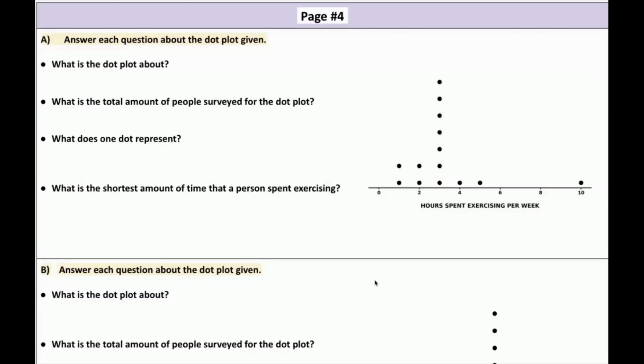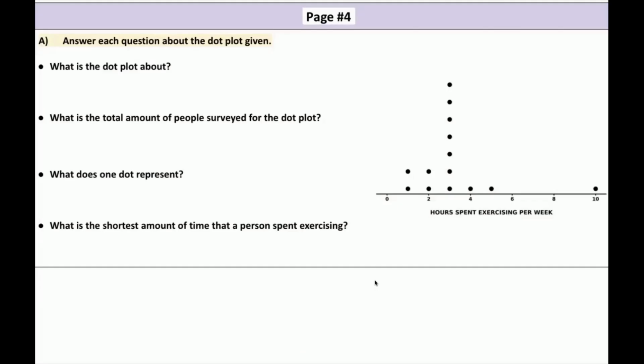On page 4, we're going to move into dot plot practice. Complete only problem A, then come back to the video to check your work. Let's check our work for page 4, example A.